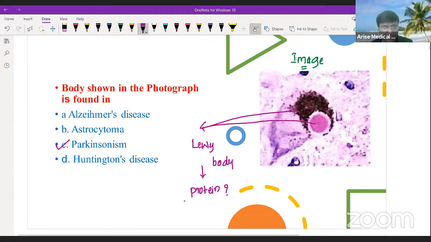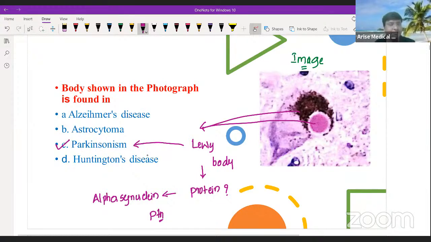Yes, very good, Avinash. Excellent. So, the protein you have is the alpha synuclein protein. It is your alpha synuclein protein. That is the protein which will be present in the Lewy body, and this particular Lewy body is seen in patients with Parkinsonism.